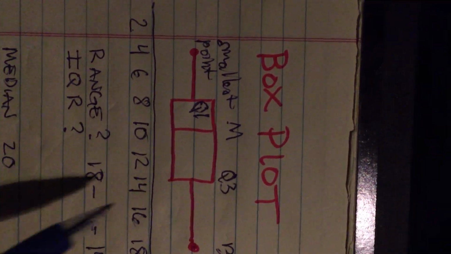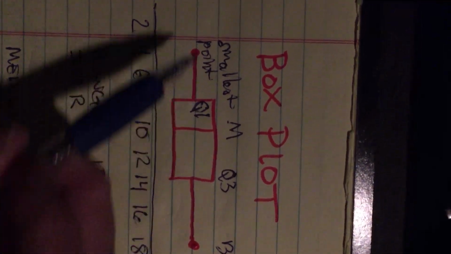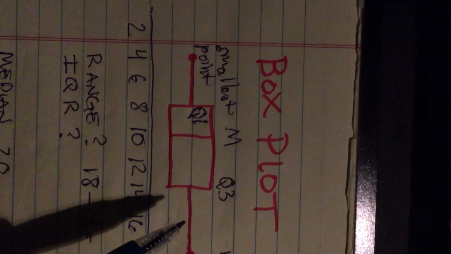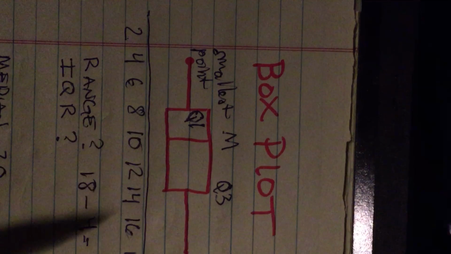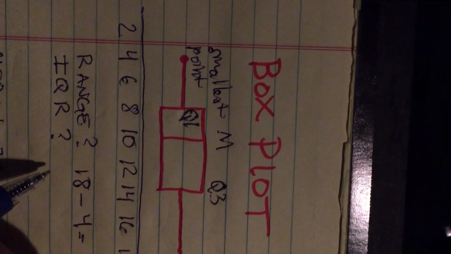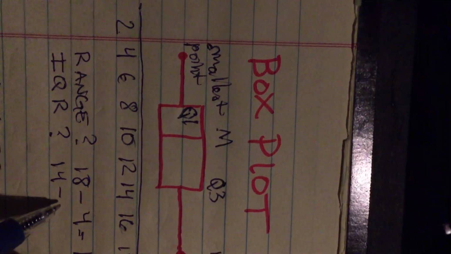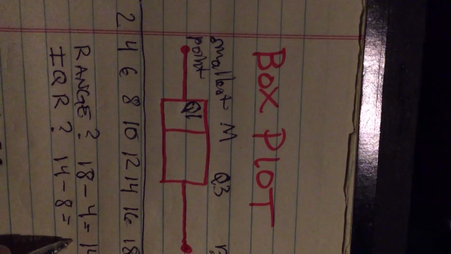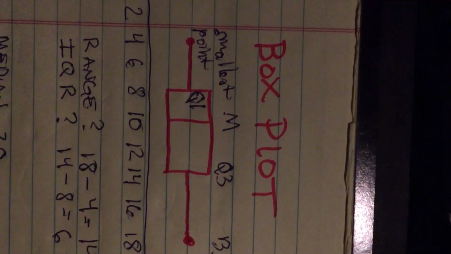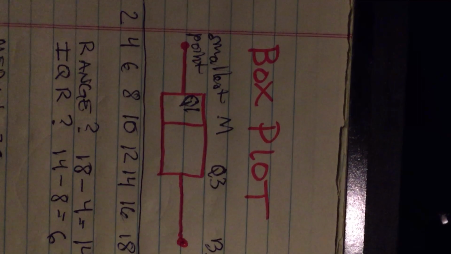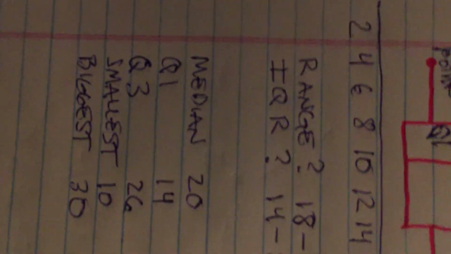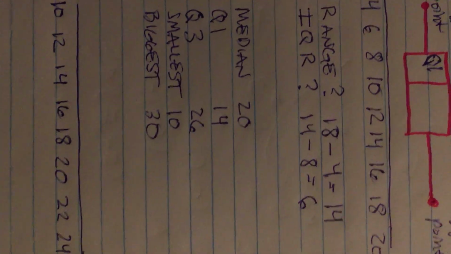So the range is the biggest point minus smallest point. The IQR is the biggest Q minus the smallest Q. So Q3, 14 minus 8, and I'm going to have an IQR distance of 6. This is measuring my middle of all my data. That's really important. Now you could make your own box plot.